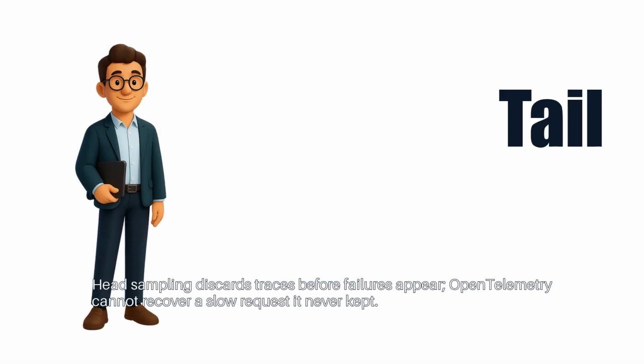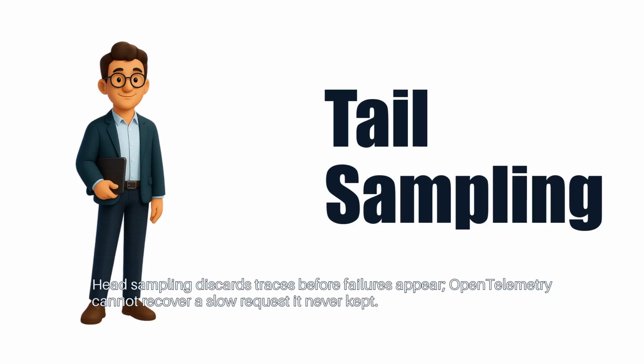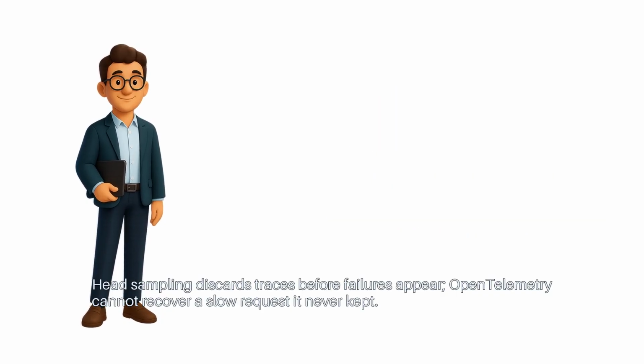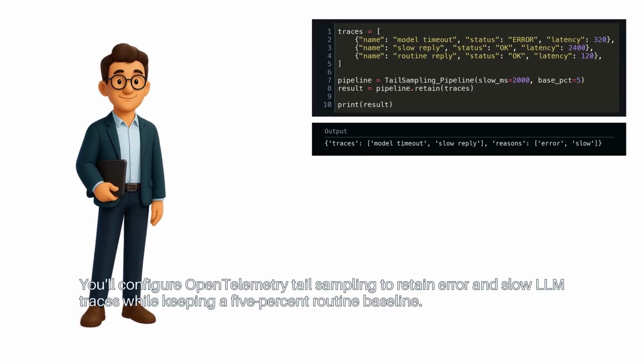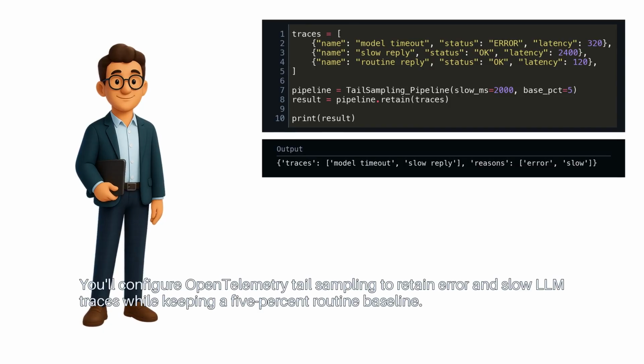Head sampling discards traces before failures appear. OpenTelemetry cannot recover a slow request it never kept. You'll configure OpenTelemetry tail sampling to retain error and slow LLM traces while keeping a 5% routine baseline.